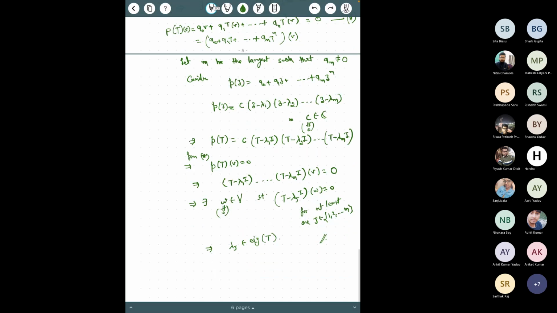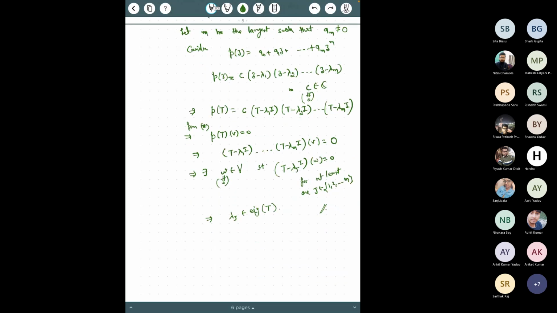Sir, for W there should be only one lambda, right? So there exists W, so there would be at least one J for which this is not 0. What I'm saying is that there may not be such V, but there can be some other V. What you can say from here is that there exists W in V, capital V.